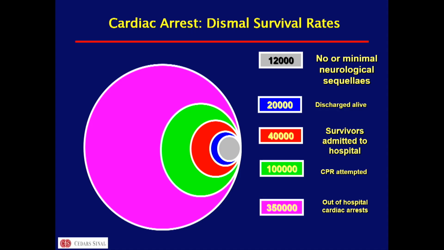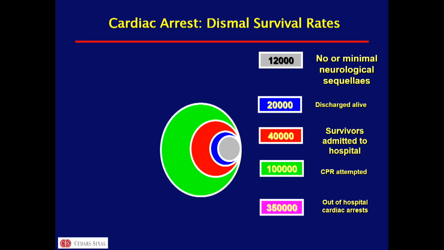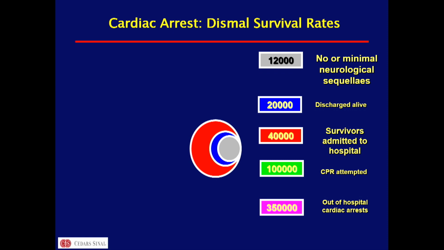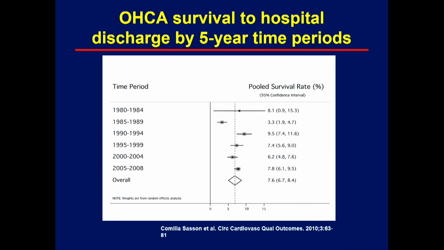So this is the issue about cardiac arrest. If you talk about all cardiac arrest, or just people who make it to the hospital, or just people who make it out of the hospital, you can go from 350,000 out-of-hospital arrests, 100,000 who had CPR, 40,000 who made it to the hospital, 20,000 discharged, 12,000 with no neurologic deficits. So you get the picture.